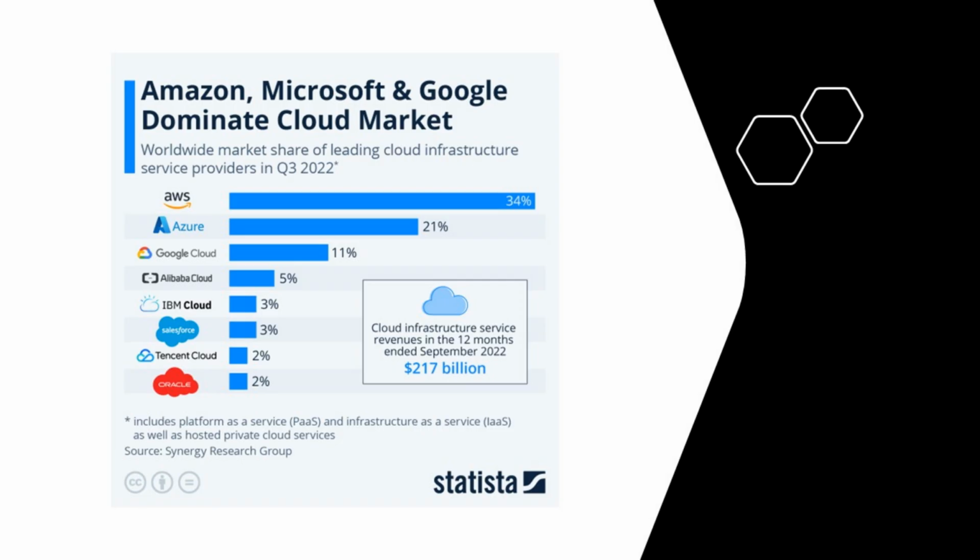Now, when we talk about cloud, it's important to note that Amazon is the leader in cloud. They dominate with about 34% market share. Then you've got Azure coming in, that's Microsoft, with around 20%, and then Google with about 11% market share.